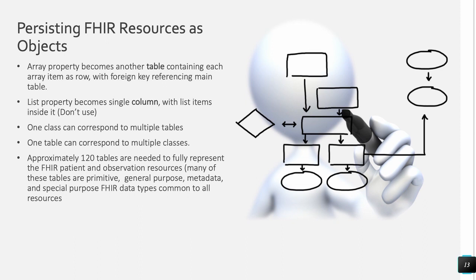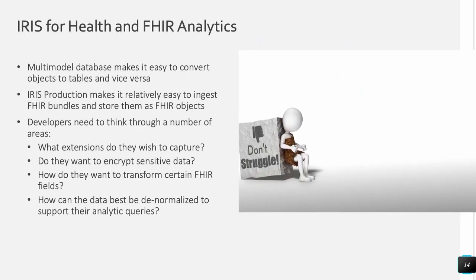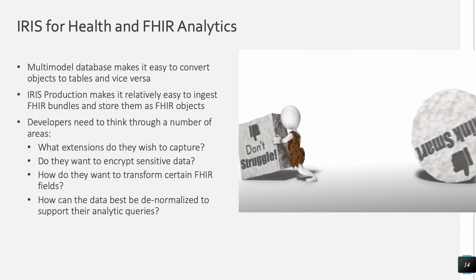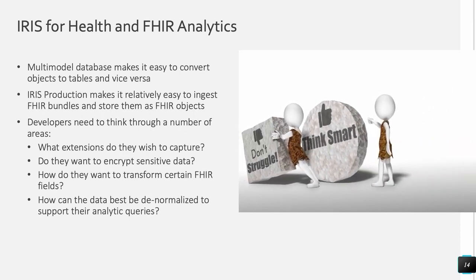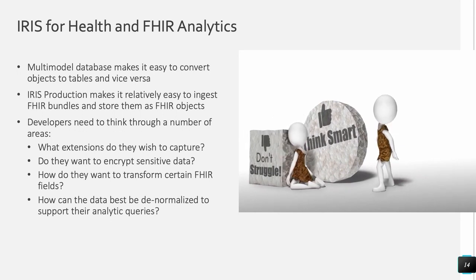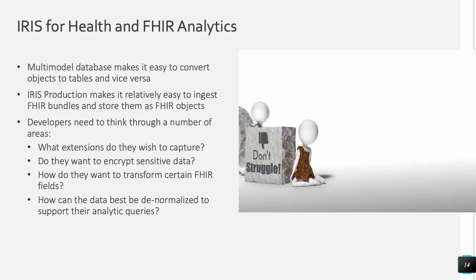One FHIR class can correspond to multiple tables, and one table can have multiple classes. As I've built this demo, just to capture the FHIR patient and observation resources, I needed about 120 tables. Why? Because there are a lot of FHIR data types under the hood that you need to be able to capture. The good news is that you can do this fairly easily using IRIS. It's a multi-model database. It makes it easy to project objects as tables, and that's what we want for analytics.